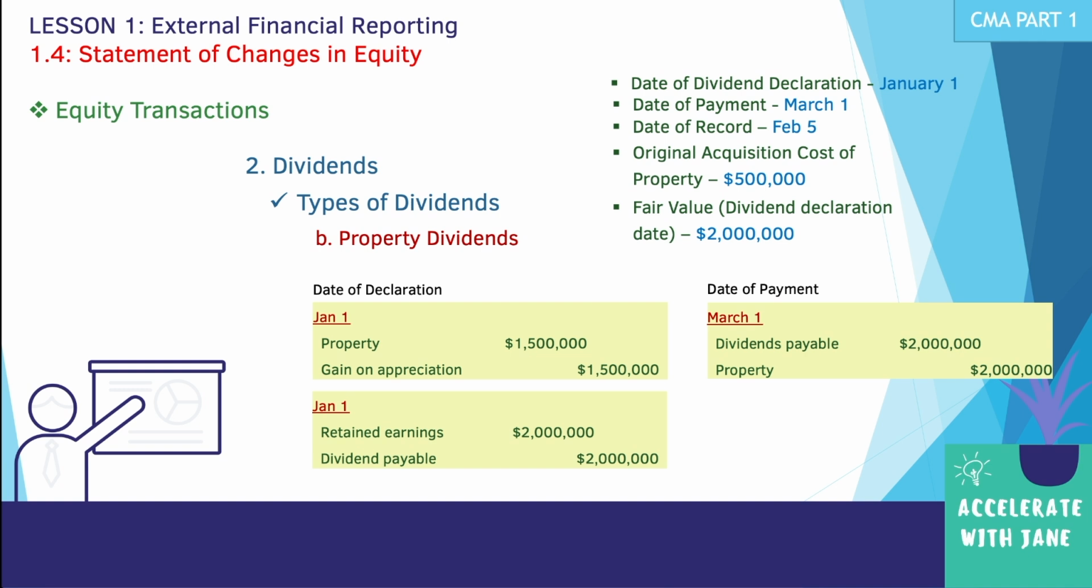Now, in case on the date of payment the fair value of the property is higher, for instance, $2,500,000, we first remeasure the property on the date of payment. So we increase property by $500,000 and gain and appreciation by $500,000, and then in the next entry, upon dividend payment or property distribution, we debit dividends payable equivalent to $2,500,000 and credit property by $2,500,000. Now that is if the fair value of the property is different during the date of declaration and date of property distribution.